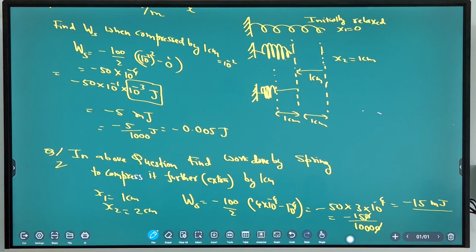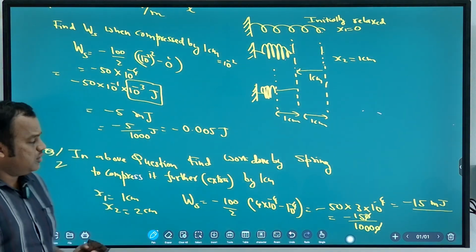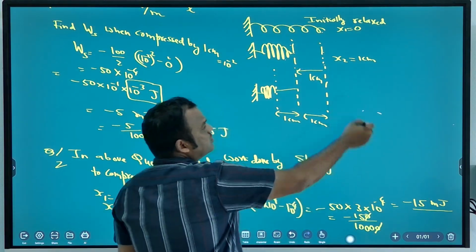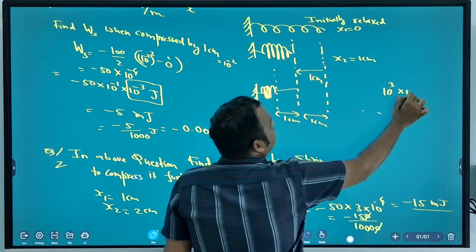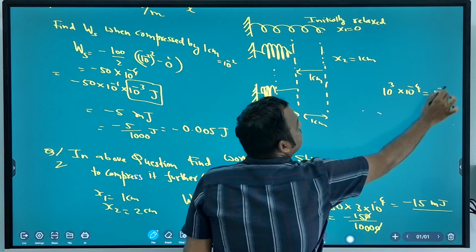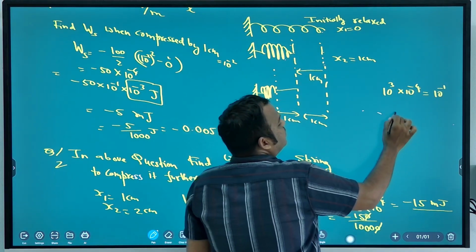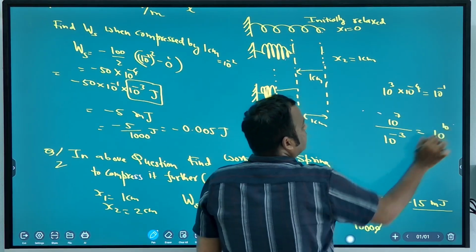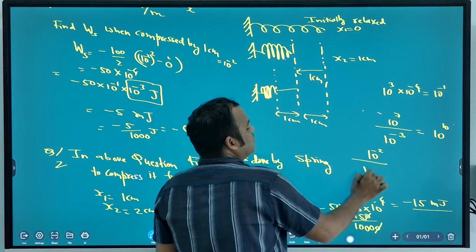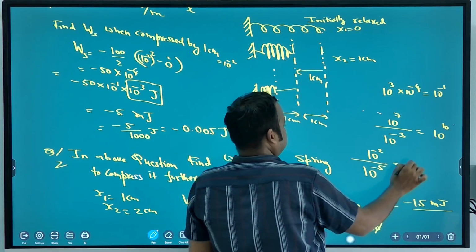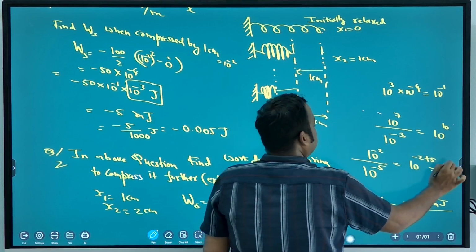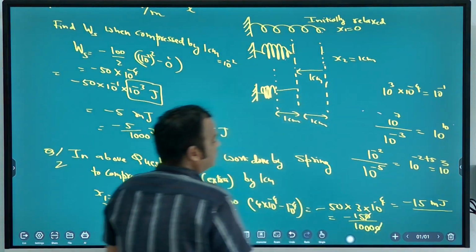Are you getting? Calculation is also very important. Do you have any problem in this calculation? Answer this question. 10 power 3 into 10 power minus 4. What is this? 10 power minus 1. Very good. Now 10 power 7 divided by 10 power minus 3. How much is this? 10 power 10. Okay, 10 power minus 2 divided by 10 power minus 5. Tell me. 10 power 3, correct. Minus 2 plus 5, so 10 power 3.